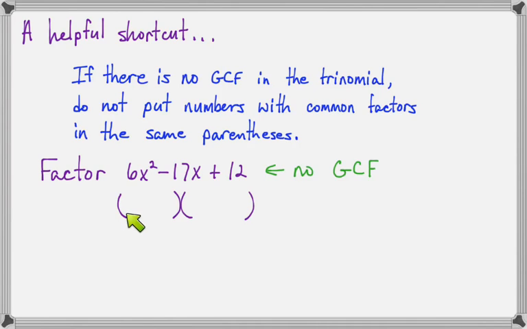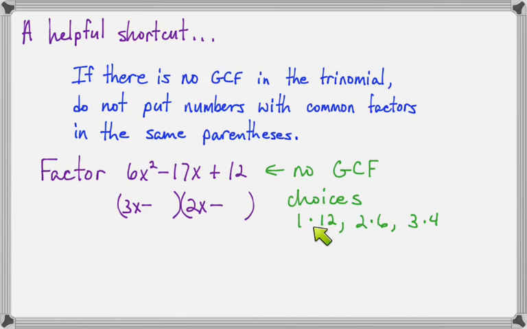So now I've got my two sets of parentheses put down, and first times first is going to be 6x squared. So I'm going to guess that this is 3x times 2x. And you know, it's always possible you might have to change your guess later on, but you have to start somewhere. So I'm going to put down 3x times 2x. And now the signs need to be the same, and they're both going to need to be negative. Now my choices for last times last are the factors of 12. 1 times 12, 2 times 6, 3 times 4.